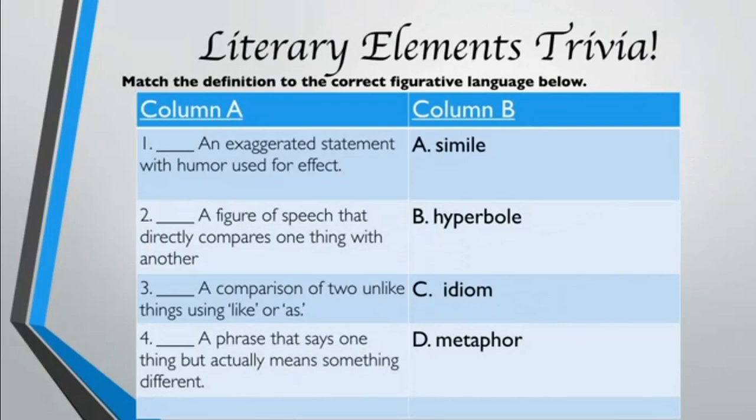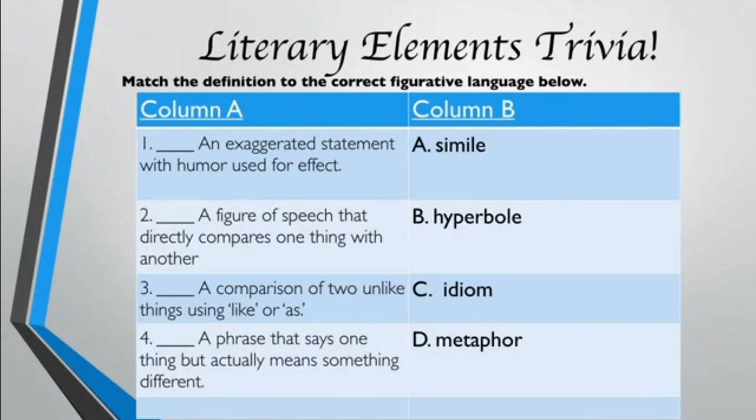So, let's go over our literary elements trivia. You're going to match the definition to the correct figurative language below. Number 1. An exaggerated statement with humor used for effect. Is that A, simile, B, hyperbole, C, idiom, or D, metaphor? If you said B, hyperbole, you are absolutely correct. Let's go to number 2. A figure of speech that directly compares one thing with another.